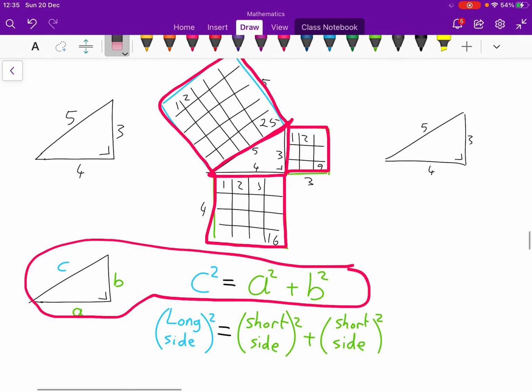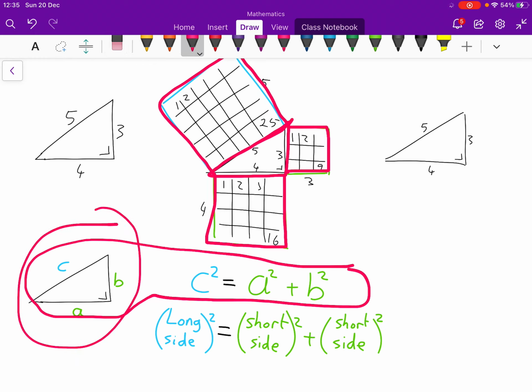Sometimes people say if you square all sides, A, B and C in the definition diagram, okay, here's our definition diagram. If you square A, B and C, we're just saying that the long one should be on its own over here, and the two short ones should be together getting added up. So the long side squared is equal to short squared plus short squared, some people say. Anything that'll help you remember it.